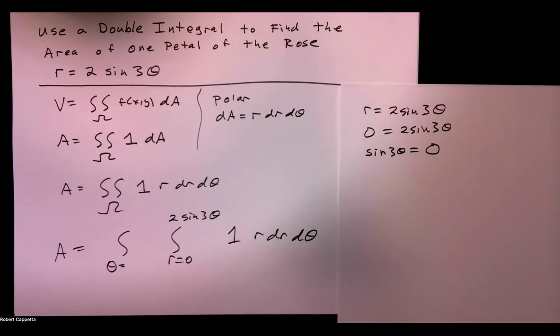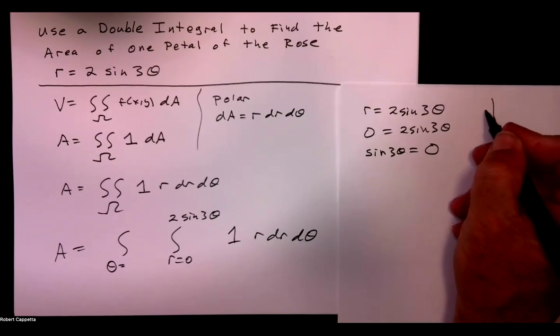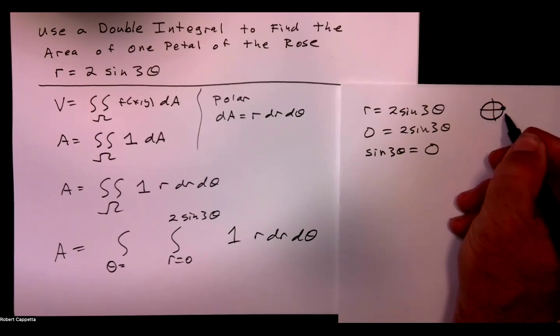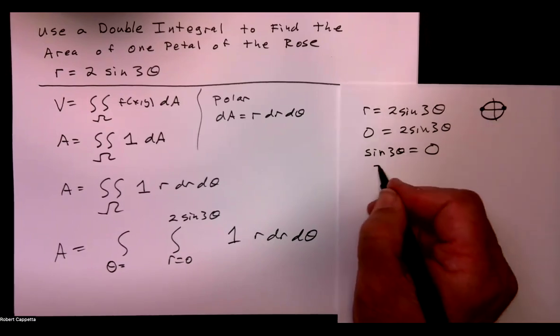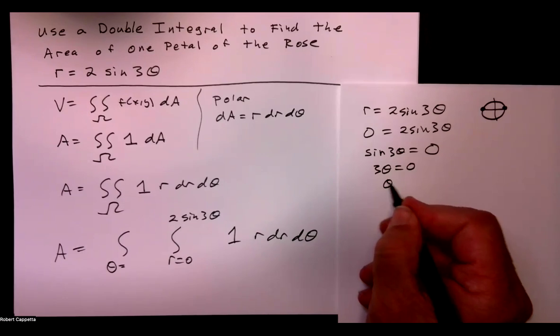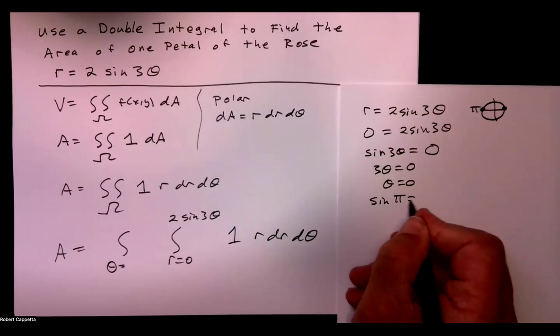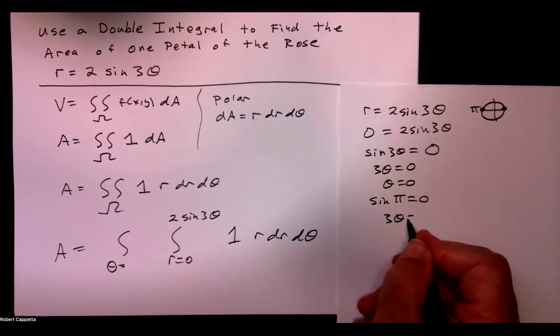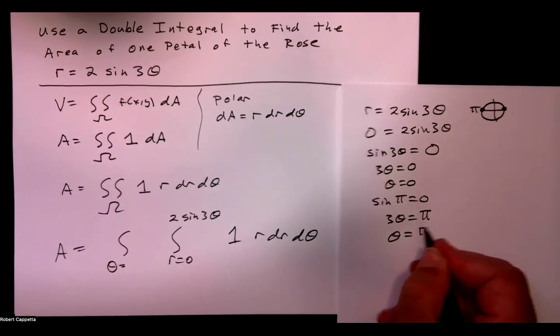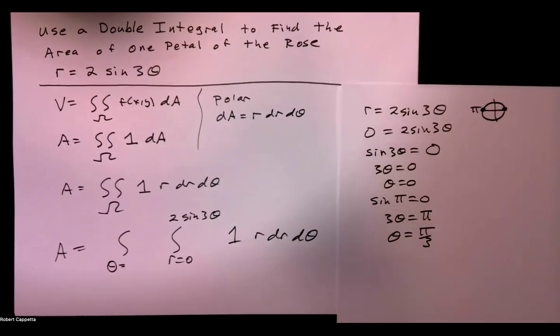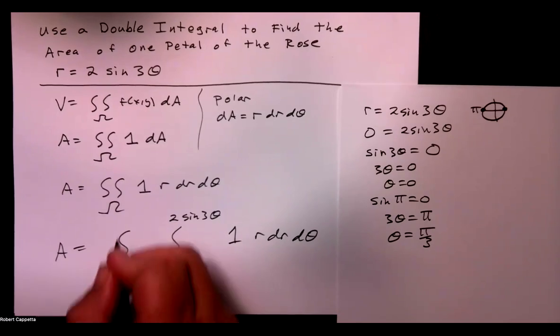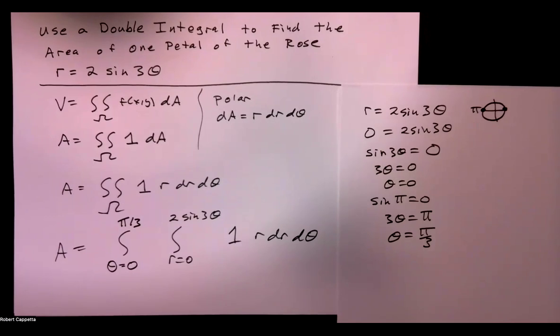So for which values is sine 0? Well, what do we know? We think about our unit circle, right? And sine is 0 here and here. So 3 theta could equal 0, in which case theta equals 0. Or it could also equal pi. Yes, sine of pi is 0. So if that's the case, 3 theta could equal pi, so theta would be pi over 3. So it feels to me as if the first petal would be traced as theta ranges from 0 to pi over 3. But let's check our graph to see if that's the case.